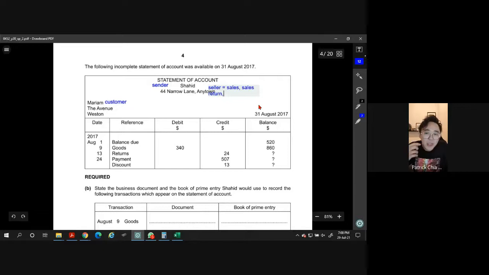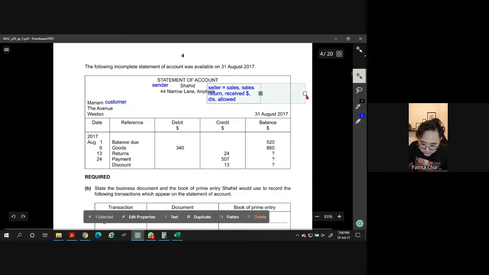What else? Do we pay money or do we receive money as a seller? Do we pay or do we receive money? Yeah, we receive. Okay, we should receive money. What about discount? If people pay us early, do we give them discount allowed or discount received? Okay, discount allowed. Okay, so these are the accounts associated with if you are the seller.